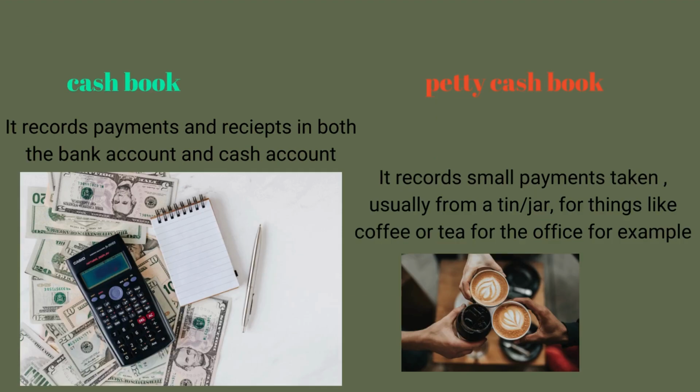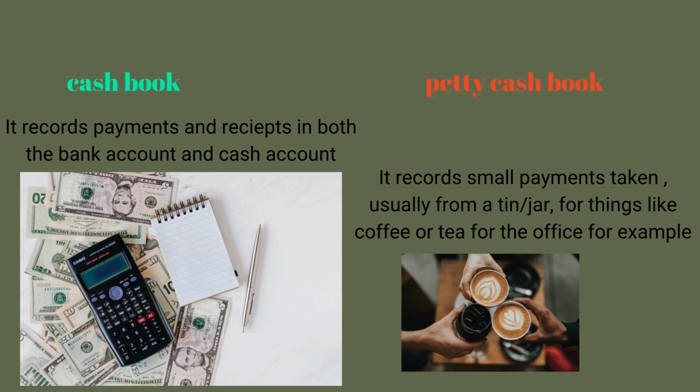Now, the last two that we're going to talk about here are the cash book and the petty cash book. The cash book records payments and receipts in both the bank account and the cash account. So this is basically the money book. That's how you have to think about it. And it records the payments and receipts.